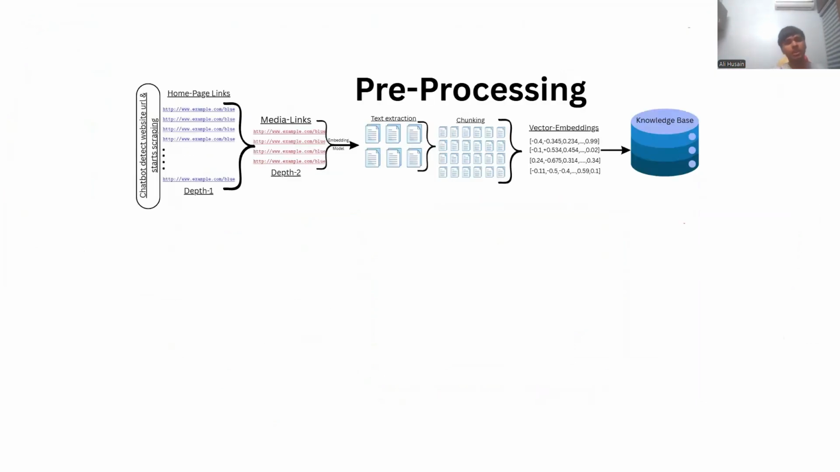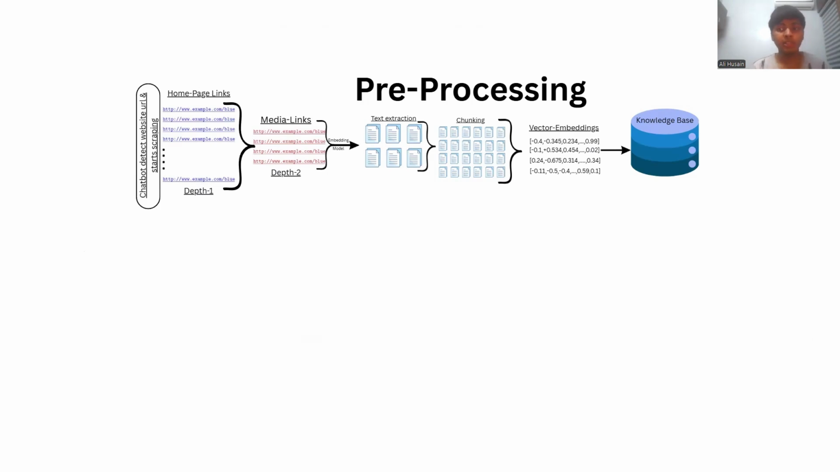So we can break down the technical approach into two stages. The first stage is pre-processing, and the second stage is inferencing and querying. So the pre-processing stage would occur when the chatbot is embedded onto the front end of the college website. It would detect the base URL of the website. After detecting it, it checks if that URL has any data in the knowledge base. If it has no data at all, then the scraping process starts.